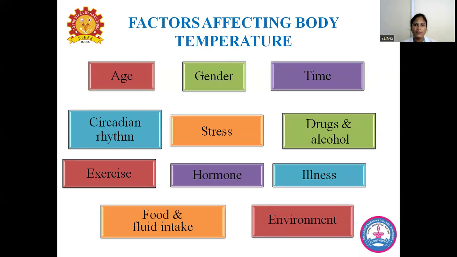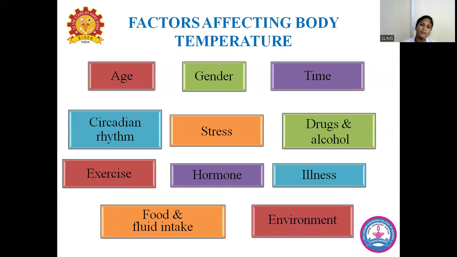Sometimes the temperature will increase during the night time and may decrease in the daytime. And circadian rhythm: most persons may have intermittent or remittent types of fever rhythms. And stress: most stress will not decrease body temperature. Drugs and alcohol: some drugs will cause increased body temperature, and alcohol also causes increased body temperature. And exercise: most persons, after exercise, may have increased body temperature. And hormones.